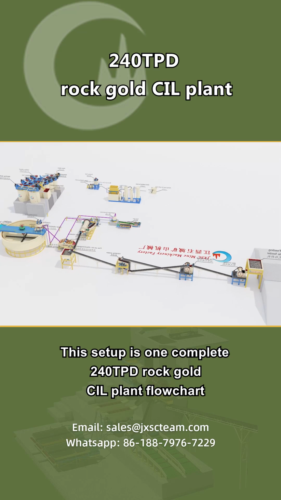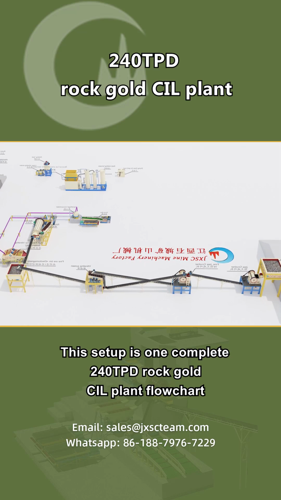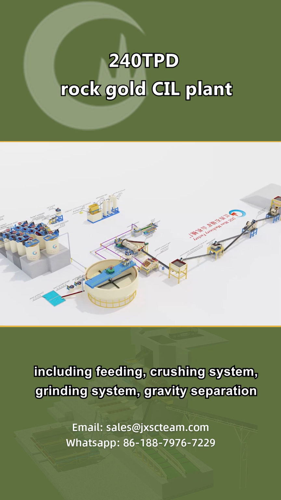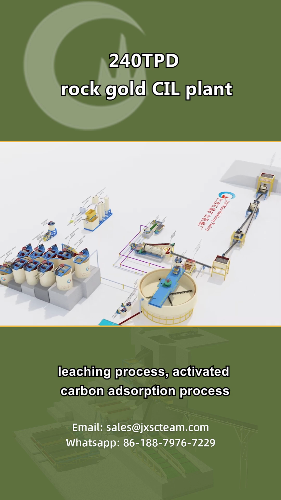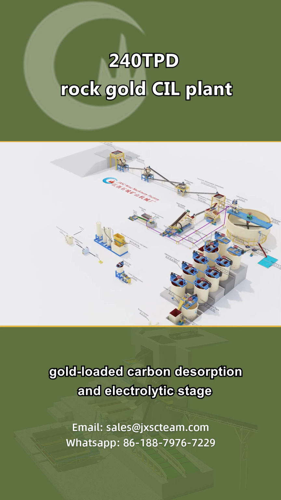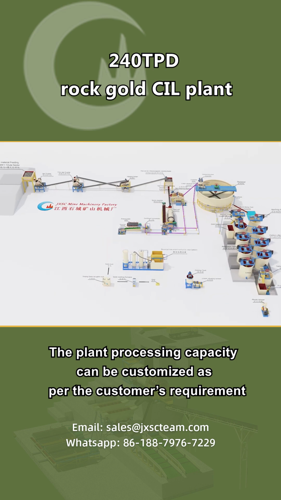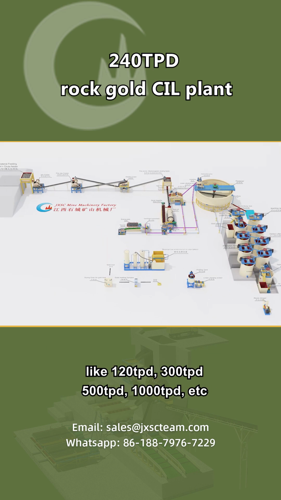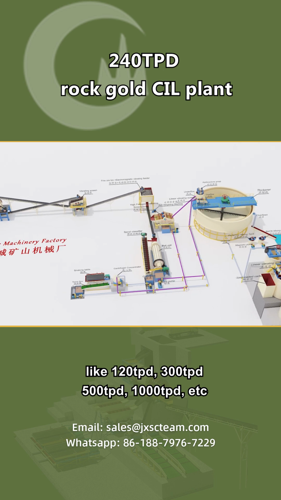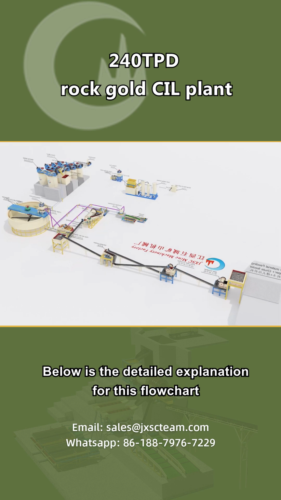This setup is one complete 240 TPD rock gold CIL plant flowchart, including feeding, crushing system, grinding system, gravity separation, leaching process, activated carbon adsorption process, gold-loaded carbon desorption, and electrolytic stage. The plant processing capacity can be customized as per the customer's requirement, like 120 tons per day, 300 tons per day, 500 tons per day, 1,000 tons per day, etc. Below is the detailed explanation for this flowchart.